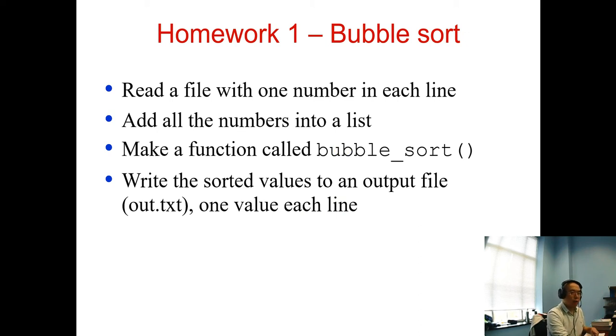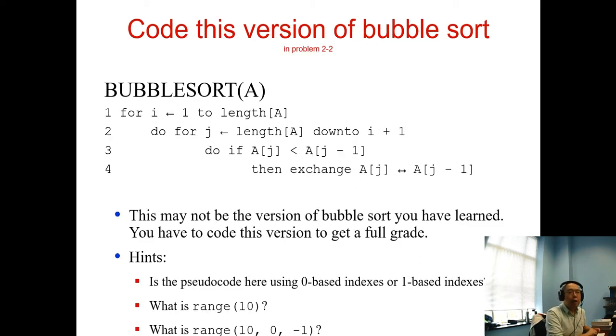It doesn't sound very complicated, but for the bubble sort, I'm requiring you to use this version. This pseudocode is in our big white book on page 20, in problem 2-2. This pseudocode is a little bit confusing, and I can guarantee you that if you randomly search for bubble sort on Google, it is not the bubble sort we have in our textbook. So in this problem, I'm requiring you to follow this pseudocode and code your Python.